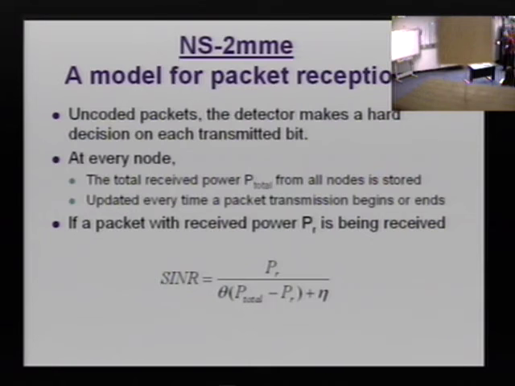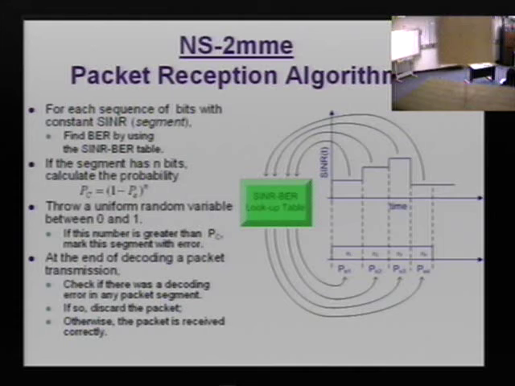At every node, the total receive power from all active sources is computed, and then it's updated whenever a packet comes or a packet ends transmission. If we are receiving a packet with power PR, the SINR is actually the same formula. It's theta times P total minus the power of the packet being received, so this is just interference power plus noise.